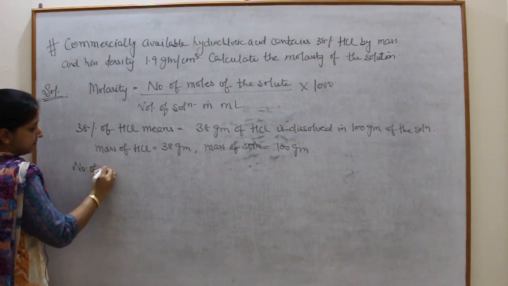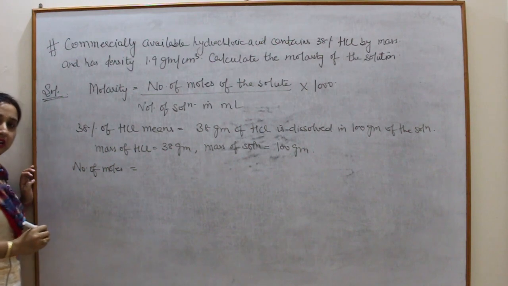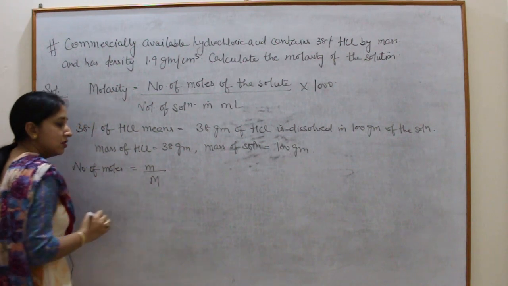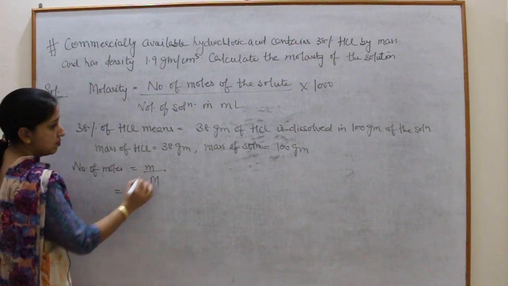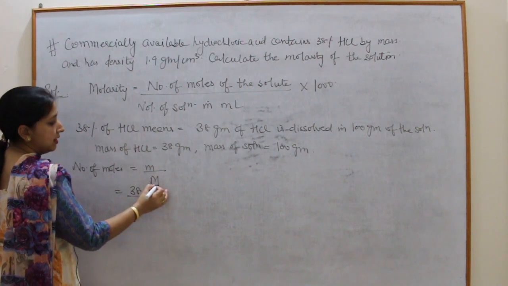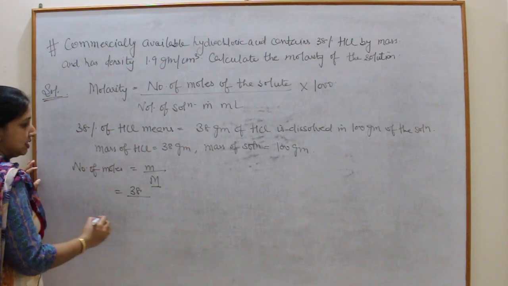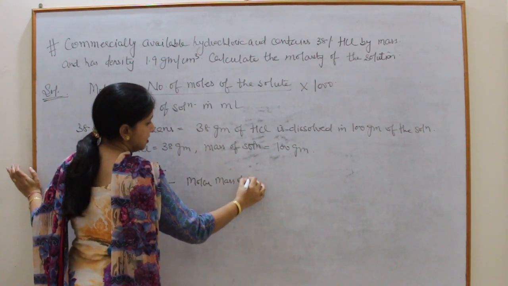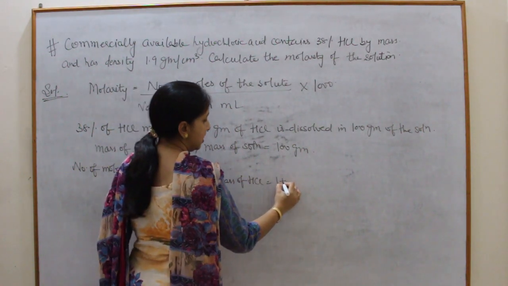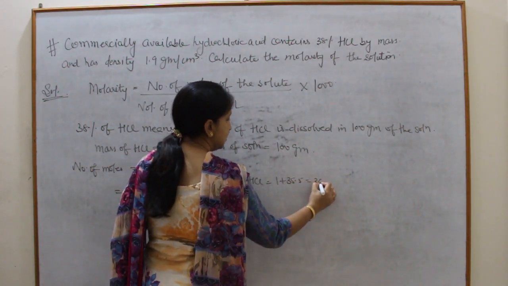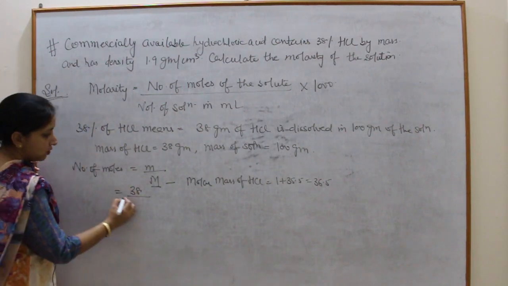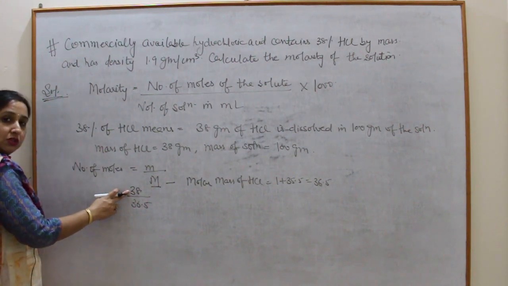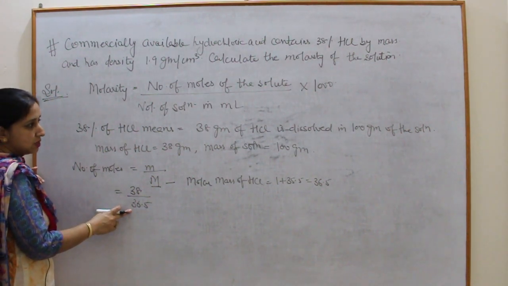Number of moles. For calculating the number of moles, we have formula number of moles is equal to mass upon molar mass. So mass is equal to 38 and molar mass of HCl is equal to 1 plus 35.5, 36.5. So we can calculate the number of moles of HCl. It is equal to 38 divided by 36.5.